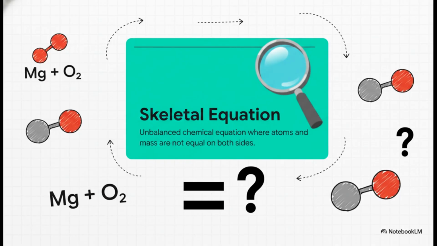If the number of atoms of each element is not the exact same on both sides, well, the equation is unbalanced, because the mass is not the same on both sides. We call this a skeletal chemical equation. It gives us the basic bones of the reaction. It tells us who the players are, but physically, mathematically, it's incomplete. We absolutely have to fix this.